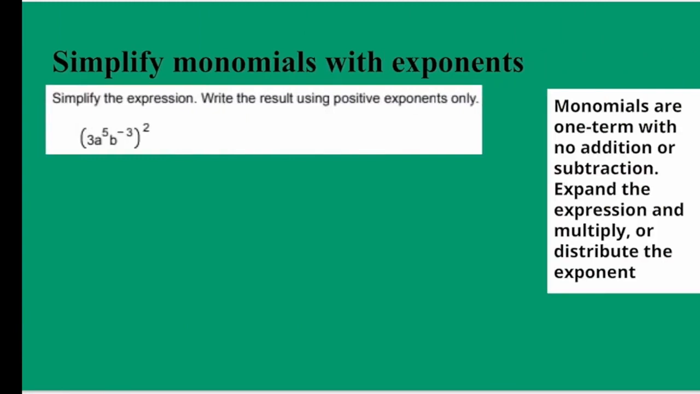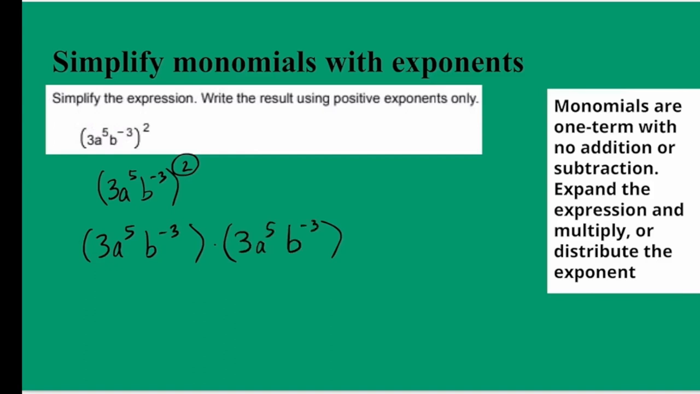So this problem is a monomial, but it's not just one piece. There's multiple things happening here. So we're going to expand and do the same thing. So if the exponent is 2, that 2 is on top of parentheses, which means we're going to take the entire parentheses and multiply it twice. There is nothing outside the parentheses, so I'm not going to worry about that. So I have 3a to the 5th, b to the -3, times 3a to the 5th, b to the -3.